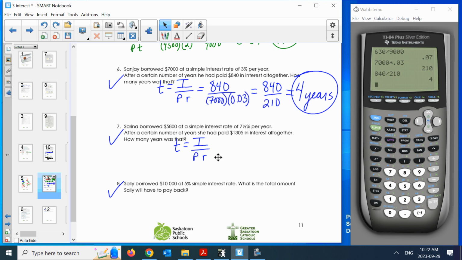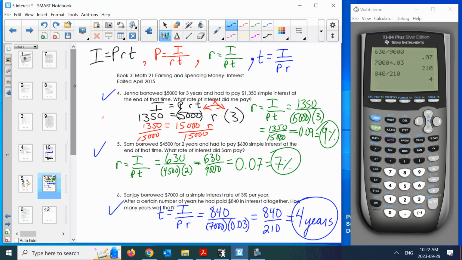And then the last one, Sally borrowed 10 grand, 5% simple interest. It doesn't have a time. So since it doesn't have a time, let's use 1 year. I remember Jonah asked me about this. Why not make it easy if they don't? That means how much will she have to pay back? You find the interest and then add that answer to the principal.